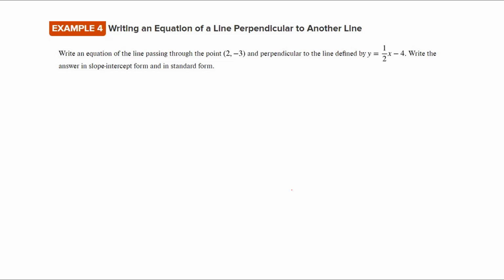So write an equation of a line passing through the point (2, -3) and perpendicular to the line y equals 1/2 x minus 4. And so I can see clearly that the slope of that line is 1/2. So the line I want to write the equation of is perpendicular to that line, which means that the slope of the line I'm going to write is going to have a slope that is the opposite reciprocal of that.